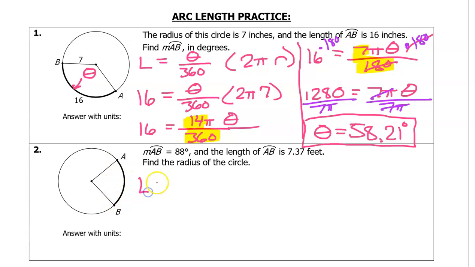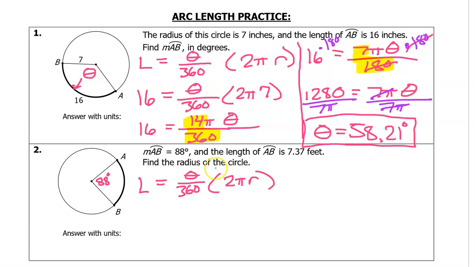So remember, arc length is some fraction of the circumference. Okay, arc length equals this fraction of the circumference, and we know the circumference is 2 pi r. Let's fill in what we know. The measure of arc AB is 88 degrees. All right, that tells us that the central angle here is 88 degrees.